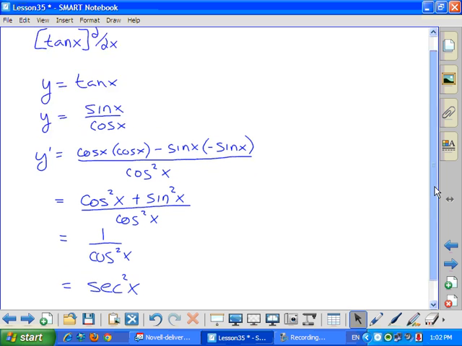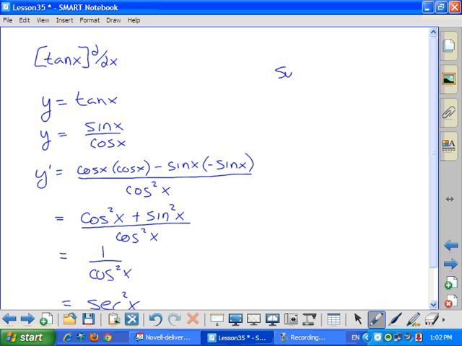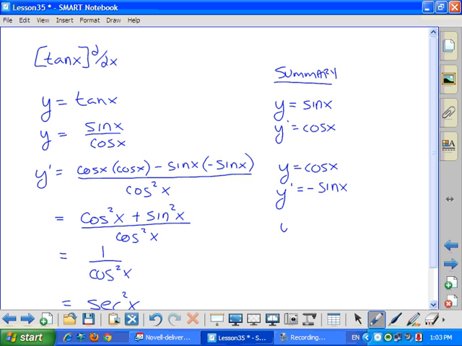So a quick summary off to the side here of this video. If you have y equals sine x, the derivative is cos x. If you have cos x, the derivative is negative sine x. And if you have tan x, the derivative is secant squared x. I'll write that a little bit neater. There we go. So there is the first segment of this video.